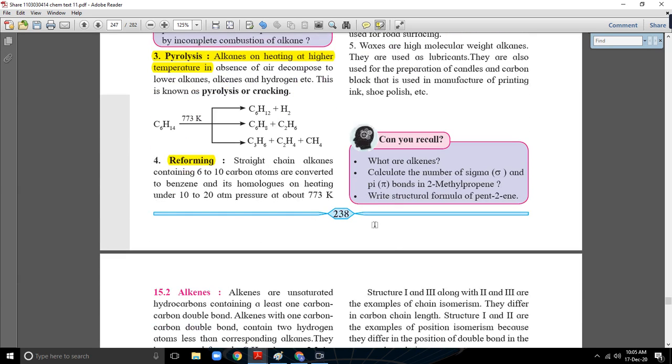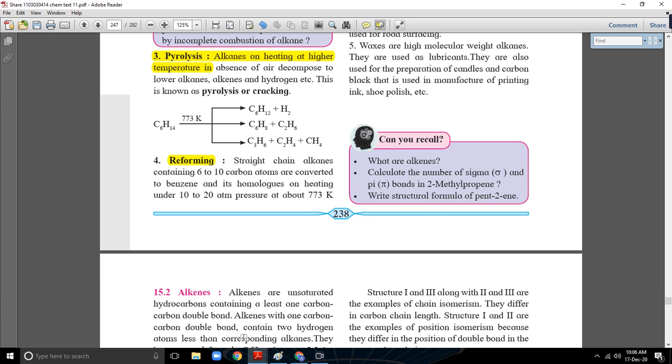Now the next topic is alkenes. What are alkenes? Alkenes are unsaturated hydrocarbons containing a double bond, a carbon-carbon double bond: one sigma bond and one pi bond. Calculate the number of sigma and pi bonds in 2-methylpropene.